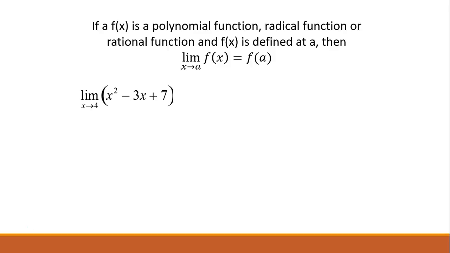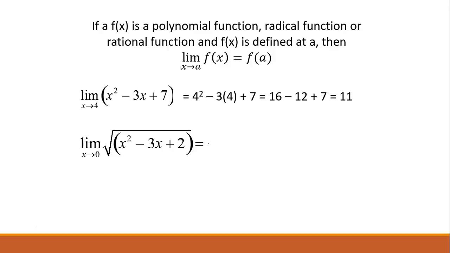For example, what if we wanted to find the limit as x approaches 4 of this polynomial function? The function is defined at 4. 4 is a part of the domain of this function. So we are able to find the limit by simply substituting 4 in for the variables. So the limit as x approaches 4 of this function is 11. As we get really close on this graph to the points where x is equal to 4, the y-coordinates will get very close to 11.